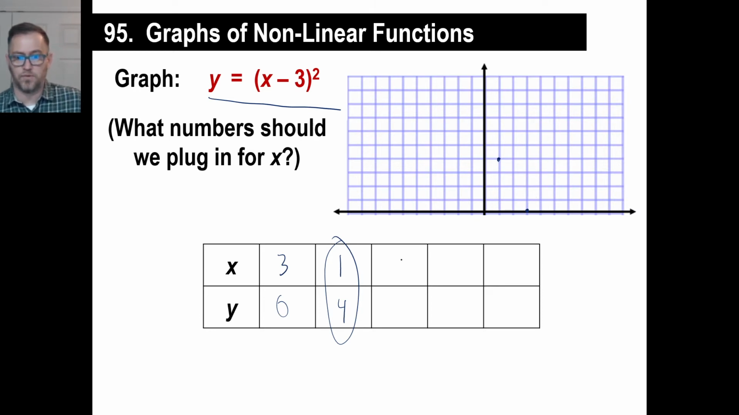Well, we could also do 2. If we put 2 in for x, we would go 2 minus 3, negative 1. Negative 1 times negative 1 is just 1, right? So 2 over and then 1 up, okay? You probably notice if we stuck in 4, 4 minus 3 is 1. 1 squared is 1. So 1, 2, 3, 4 over and 1 up. You can probably see what's happening, right? Let's do 5. 5 minus 3 is 2. 2 squared is 4. So 5 gives you 4. And you can see the symmetry here.